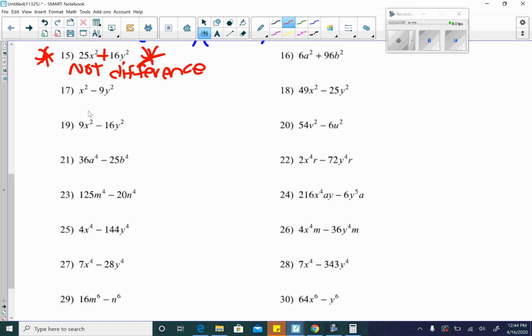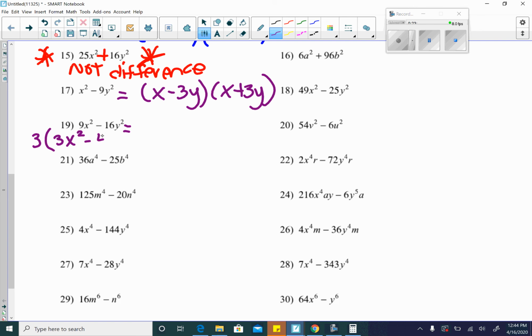Okay, let's come here. 17. Well, this is going to break into x minus 3y times x plus 3y. This one, okay? Can we take out a GCF here? Yeah, we can take out a 3. So if I take out that 3, I have 3x squared minus 4y squared. Okay. But actually, we have a perfect square here.